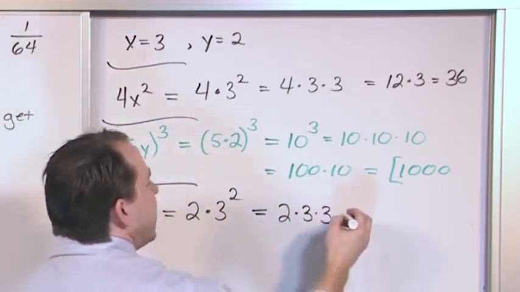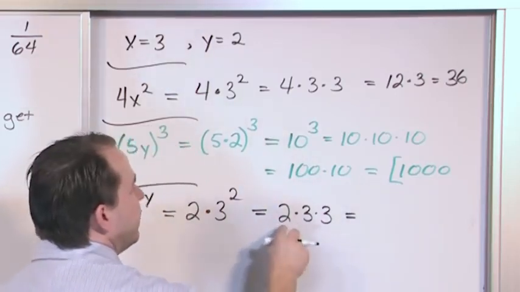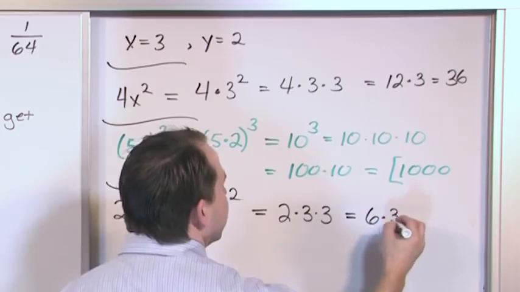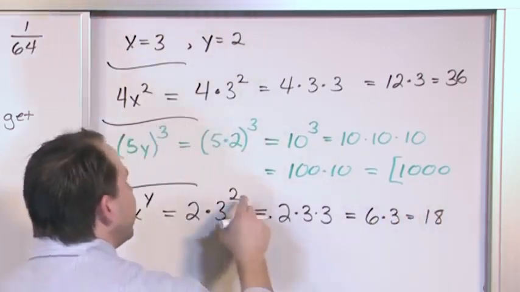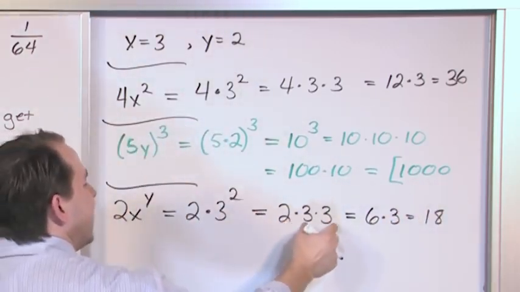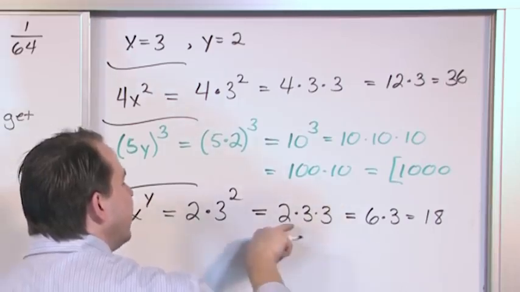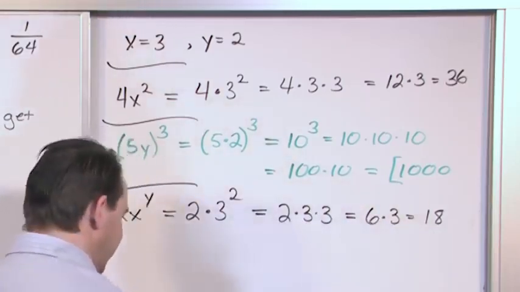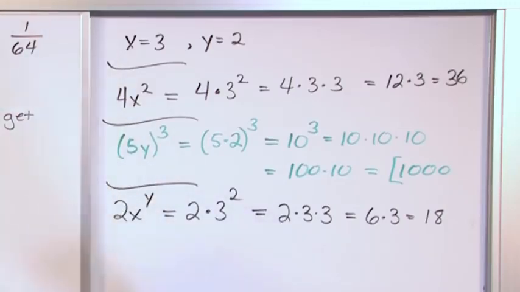That's what we're going to get. And then what we're going to have is 2 times 3 is 6, 6 times 3, so we'll do it like this. 6 times 3 is 18. So we evaluate the exponent first, writing it like this. And then we do the multiplication left to right. 2 times 3 is 6, and then 6 times 3 here is 18, and that is the answer. So always evaluate the exponent first.